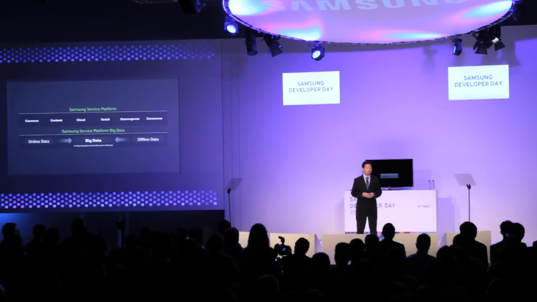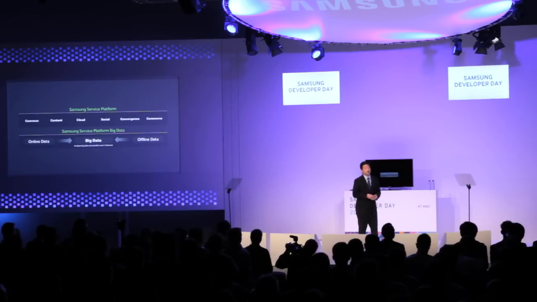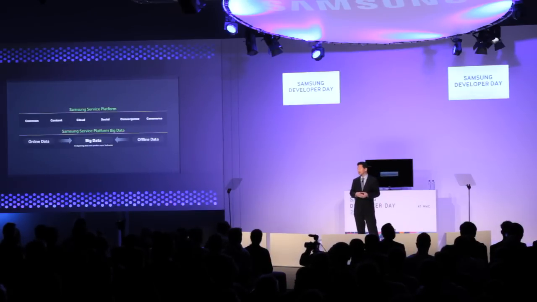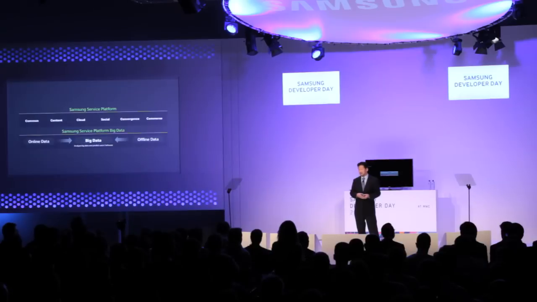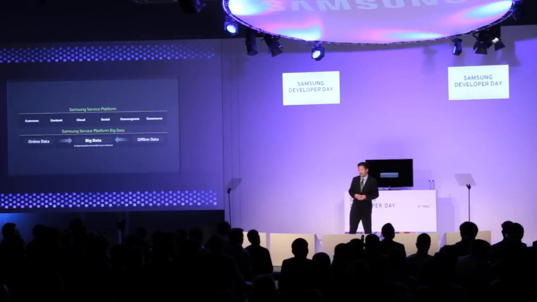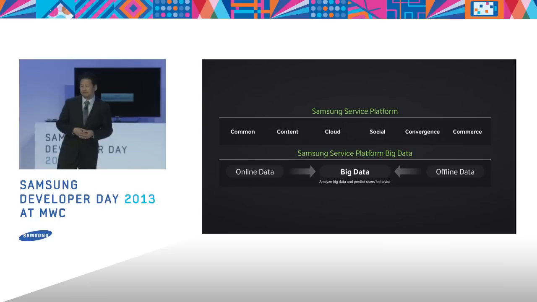Fourth, the Samsung Service Platform includes ChatON, which has APIs you can take advantage of in your applications for messaging and social capabilities. Fifth, Samsung Service Platform Convergence helps users enjoy their content across many different devices. Sixth, Samsung Service Platform Commerce includes advertising, in-app payments, as well as Samsung Wallet, which we'll be talking about later. And underlying the six services is Samsung Service Platform Big Data, which provides rich analytics.